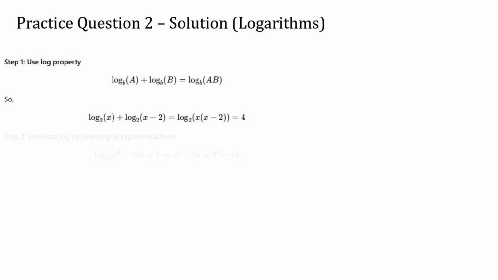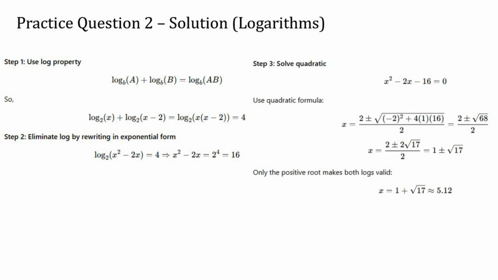Once we've combined the logs, we remove the logarithm entirely by converting to its exponential form. This allows us to isolate the expression inside the logarithm and set it equal to the exponential value on the right-hand side. This step gives us a quadratic equation in standard form. At this point, we apply the quadratic formula. Solving the quadratic gives us two values.